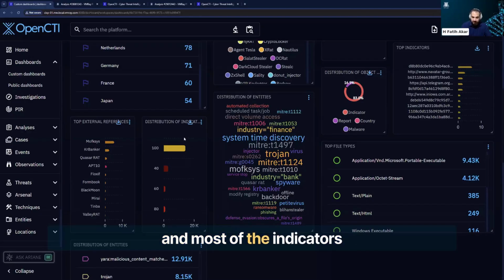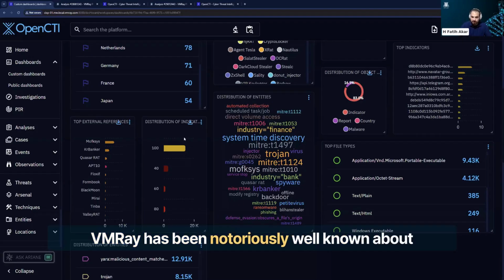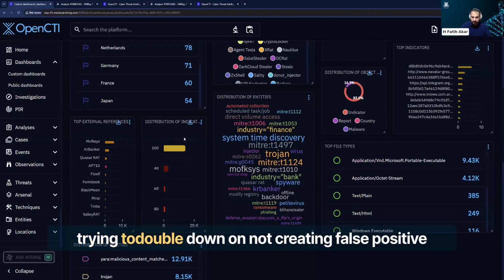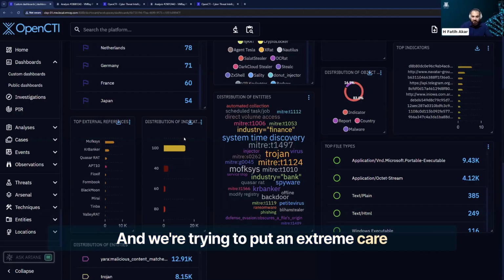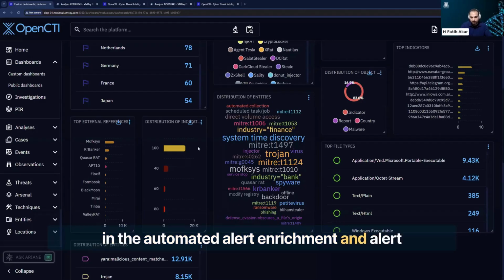And most of the indicators, when it comes to confidence, VMRay has been notoriously well known for trying to double down on not creating false positives, both in the sandbox, in the threat analysis platform, and also in the threat intelligence that we generate. And we're putting extreme care into not tipping a false positive in the automated alert enrichment and alert generation scenarios in the SIEMs or EDRs, right?